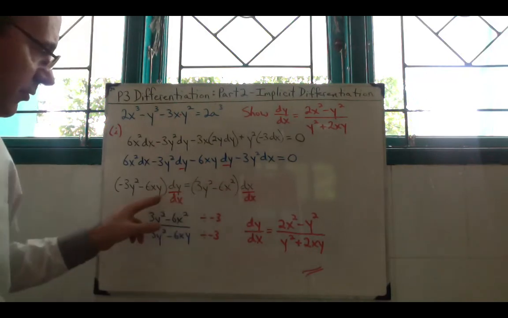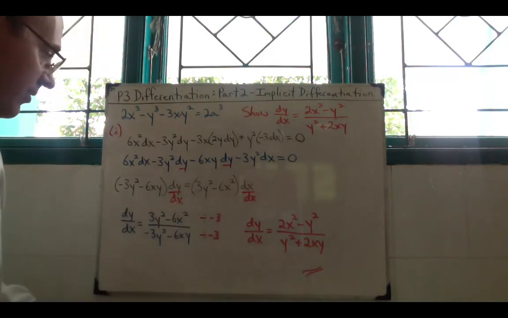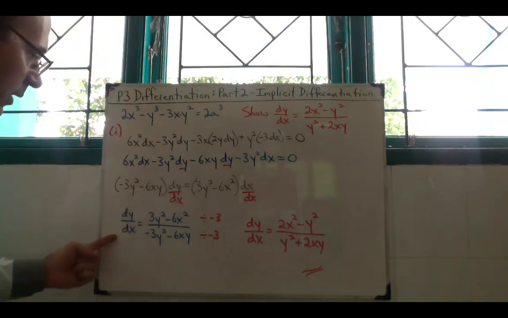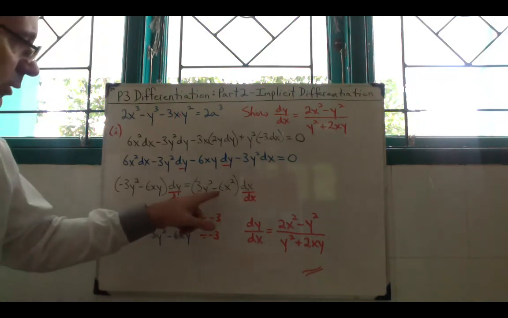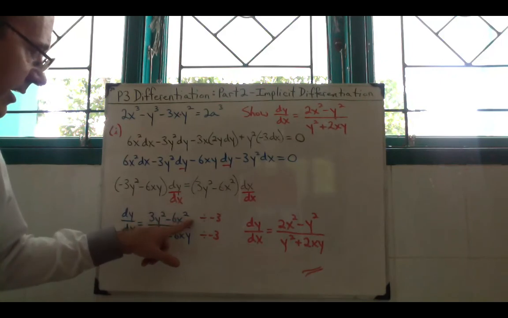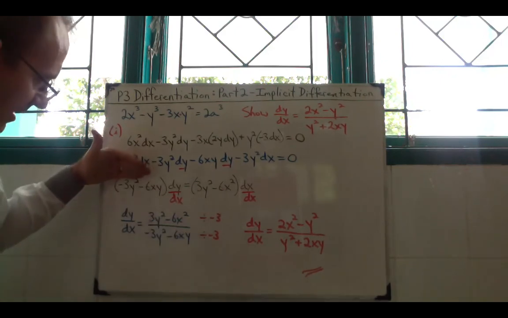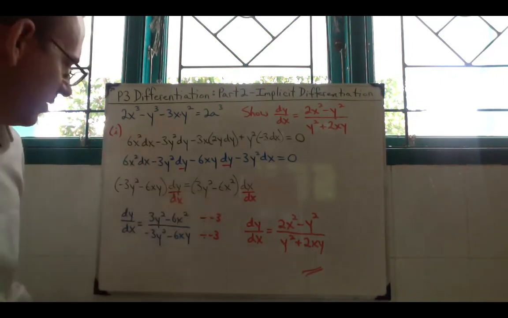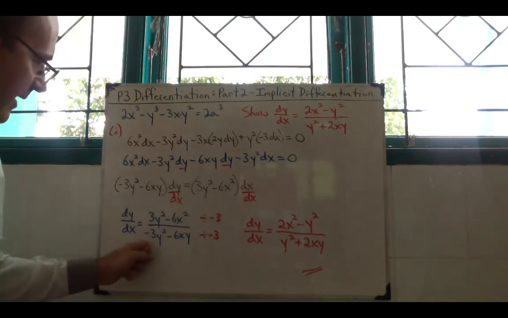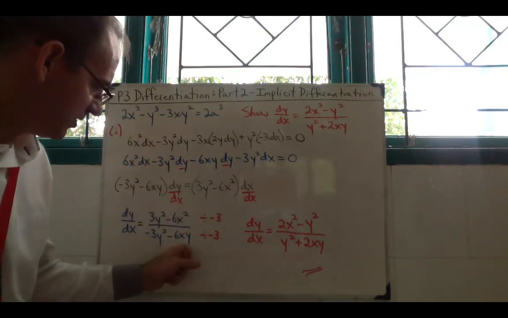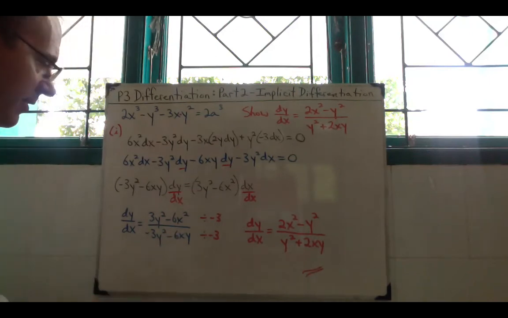Divide dx to both sides so that it cancels out over here. And we end up with dy/dx equals 3y squared minus 6x squared in the numerator. Divide this parenthesis over to the other side, giving us a negative 3y squared minus 6xy in the denominator.